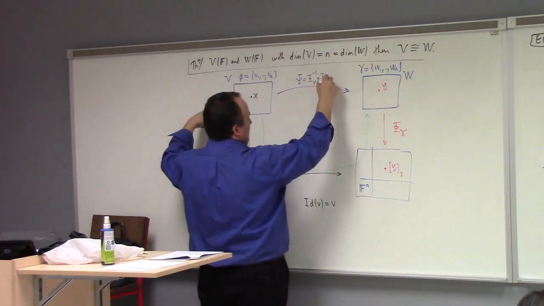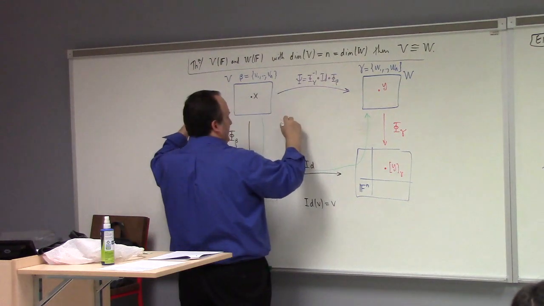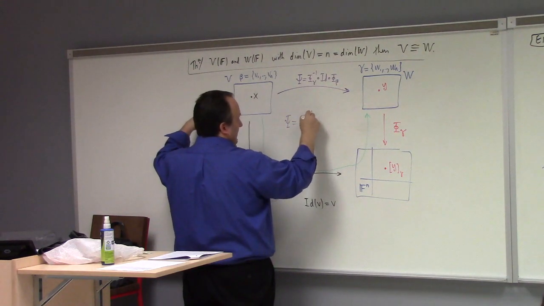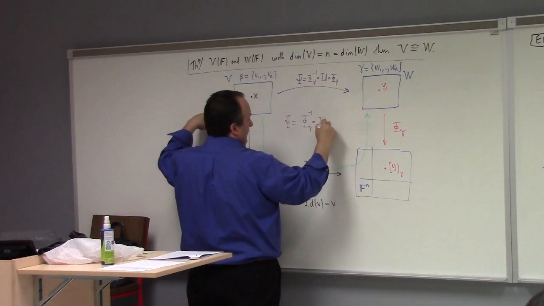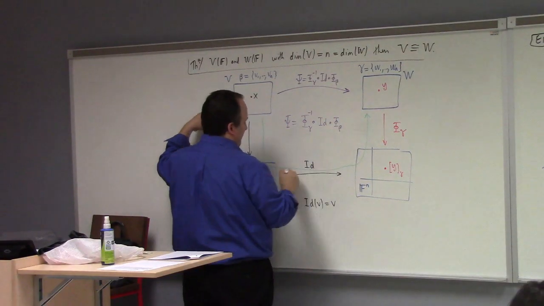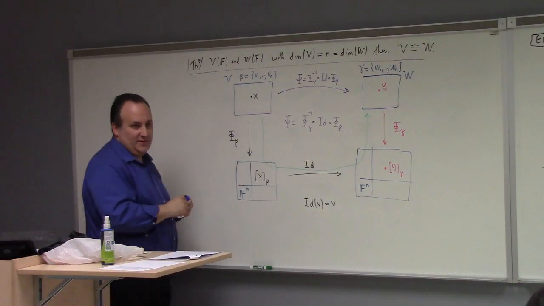And then the first thing I do, phi beta. So I'm saying psi equals the inverse of the gamma coordinate map composed with the identity composed with phi beta. Now the identity, you could do without that if you wanted. If you just want to make this picture the same F^n for both spots, that would be fine too, right?